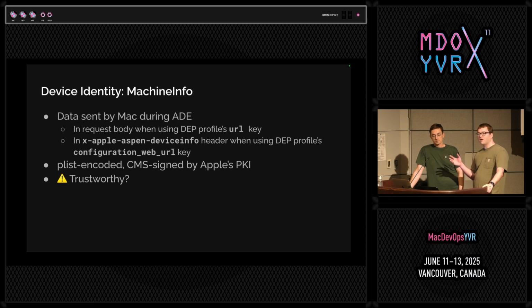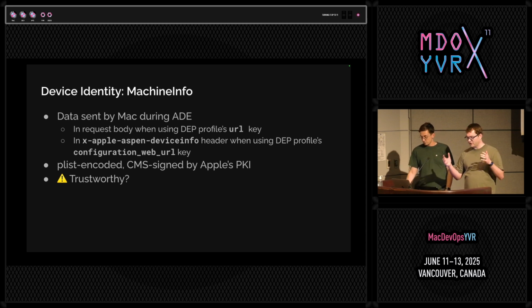If you're doing the basic auth web flow, the first one that Victor showed, it'll come in the HTTP body. And if you're doing the web view, then it comes in a header that your server can parse. It's a plist with a bunch of attributes, and then it's signed by Apple PKI, so you can verify that it's trusted. Except it sort of isn't.